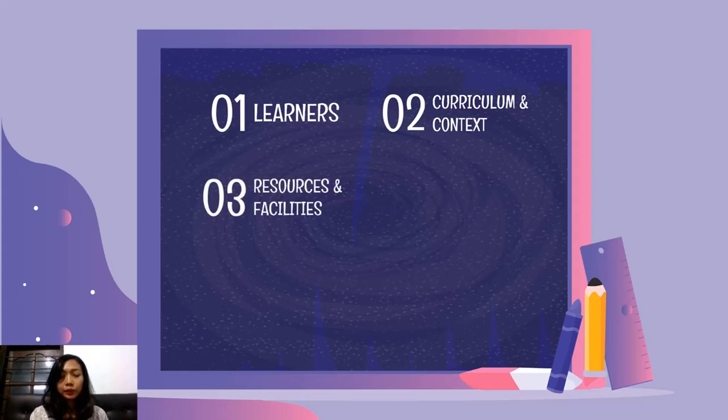The next one is resources and facilities. Clearly, teachers must be realistic about what they can achieve in terms of material design and production within the limitation of available resources and facilities.